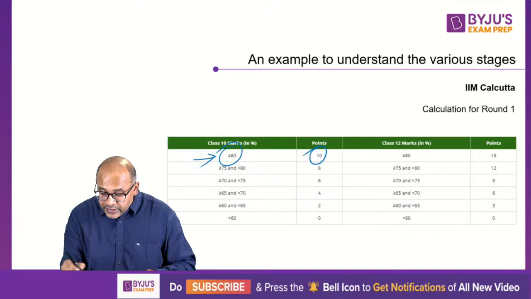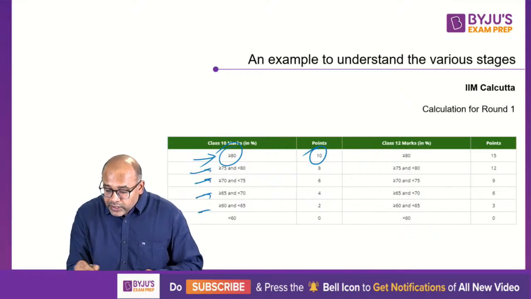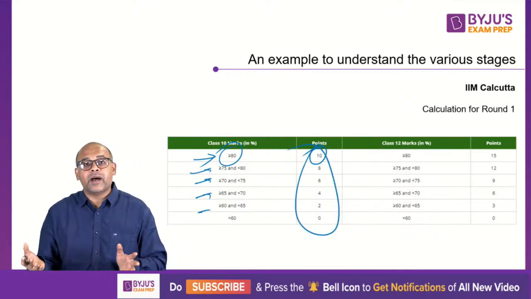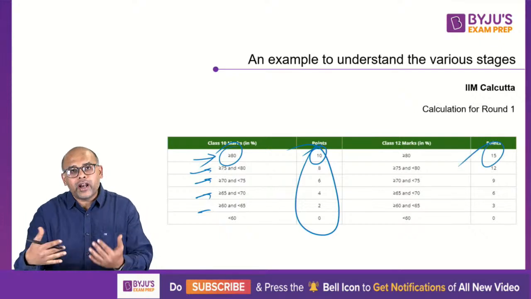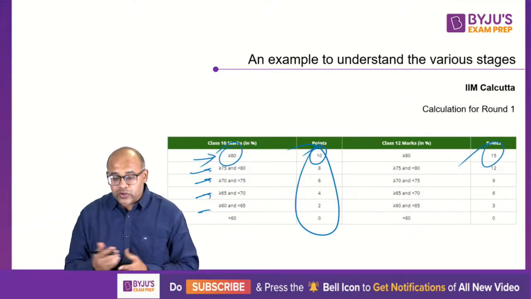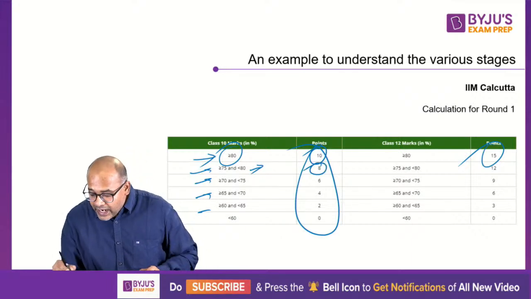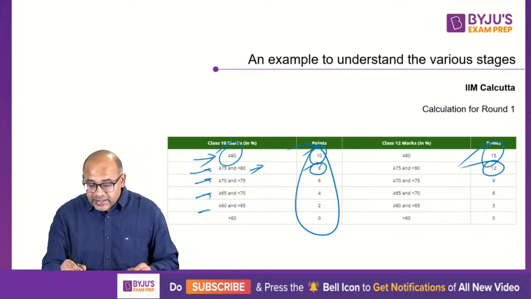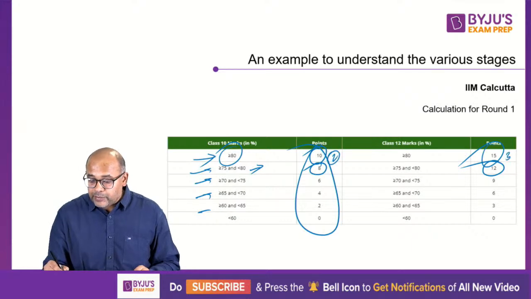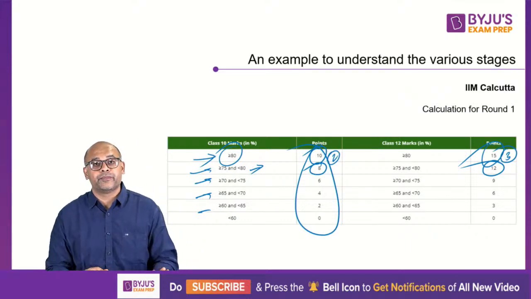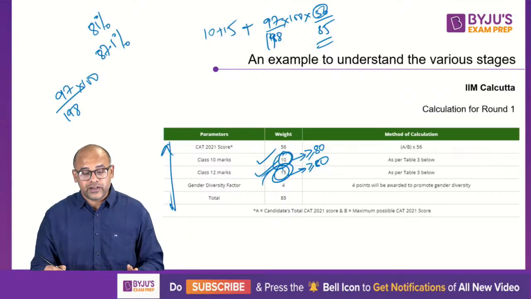If you look at the table here, depending upon your 10th and 12th, you will be getting either full 10 marks and full 15 marks, or accordingly the scores will keep changing. So somebody has got 79%. You will be getting 8 and you will be getting 12. So you will be missing 2 points here and you will be missing 3 points here. Totally 5 points are lost. Okay, but anyway, that's how the calculation is done.